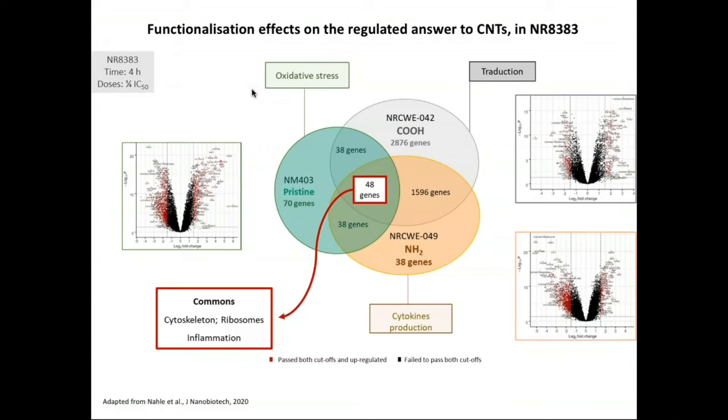For the carboxyl functionalized carbon nanotube, it was mainly genes involved in translation, so the production of proteins. And for the amine functionalization, we have mainly cytokine production, going again to the inflammation process.